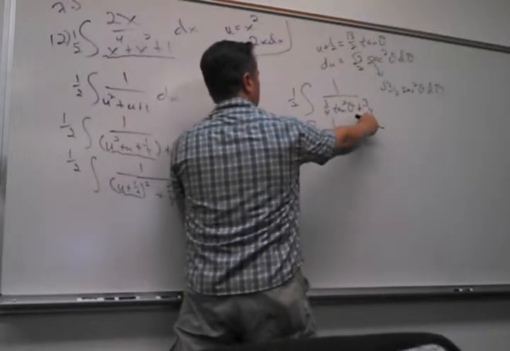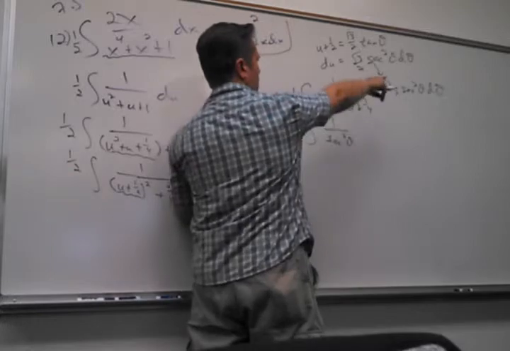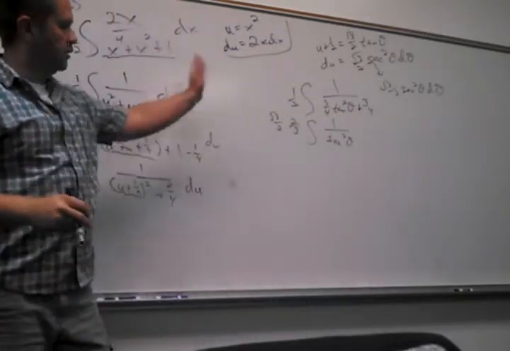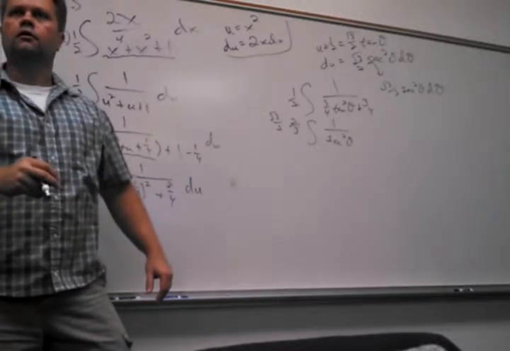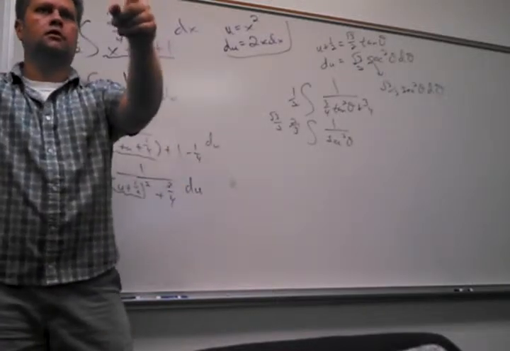1 over tan squared theta plus 1 is secant squared theta. I can pull the root 3 over 2 out also, right? Is that cool? And then I can reduce that stuff. You guys doing okay? So now it's cleanup time. Yes? I had a question.